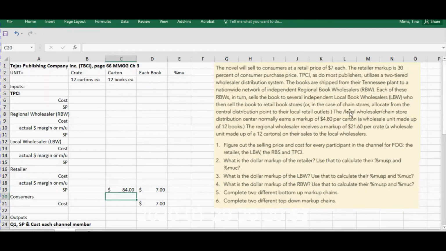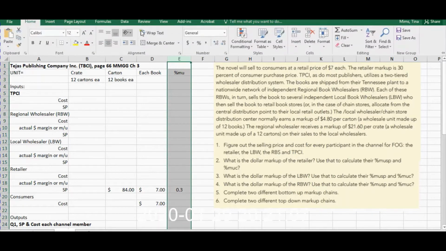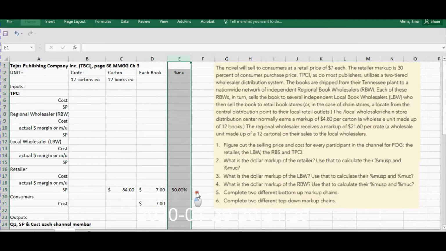All right. So now let's see what it says. The retailer markup is 30% of the consumer's purchase price. Okay, so this is 30% that goes in this column because these are just our percentages. We'll go up here and make this column percentages. Let's give it 2 decimals. Okay, we want you to get in the habit of just giving 2 decimals all the time in this course. Now, let's see. That would be the percentage markup on sales price, wouldn't it? Okay, that's great. Percentage markup on sales price.